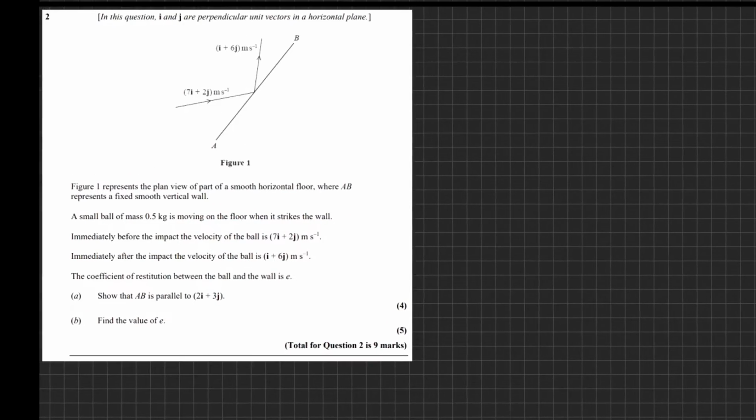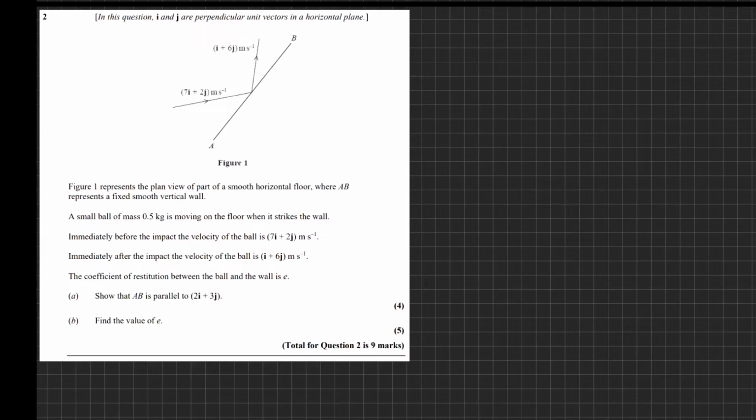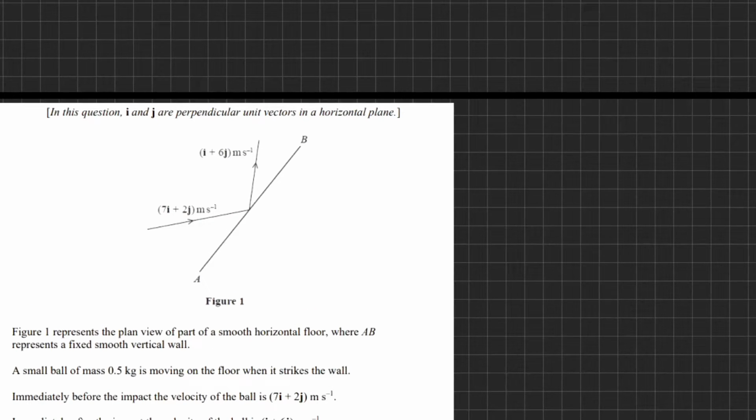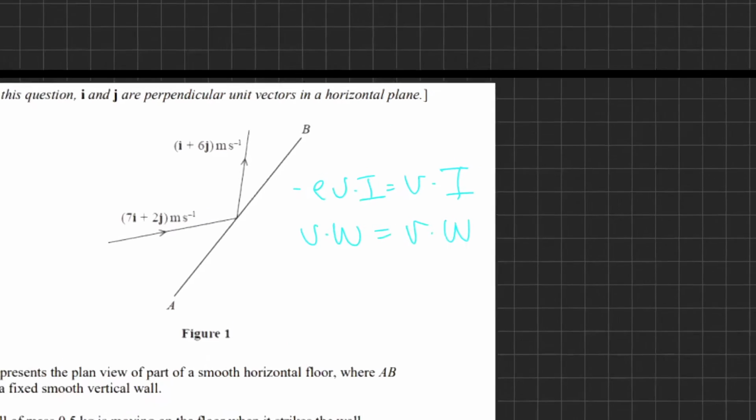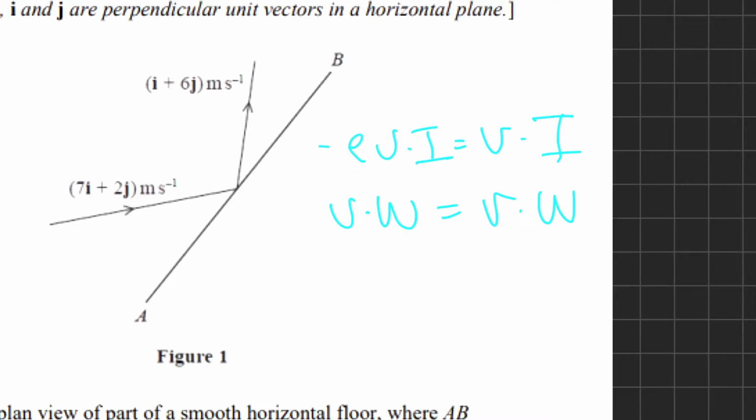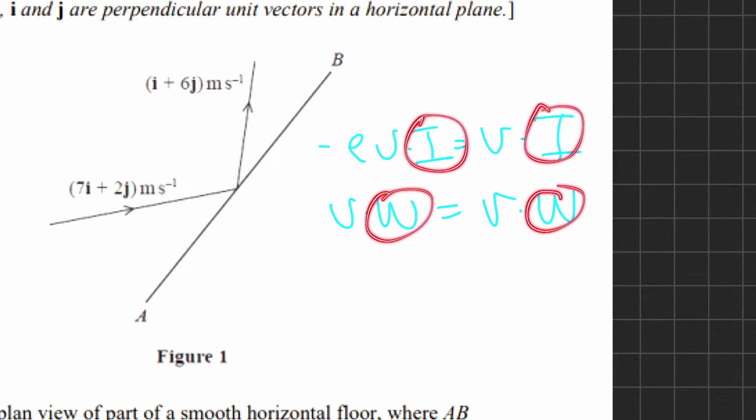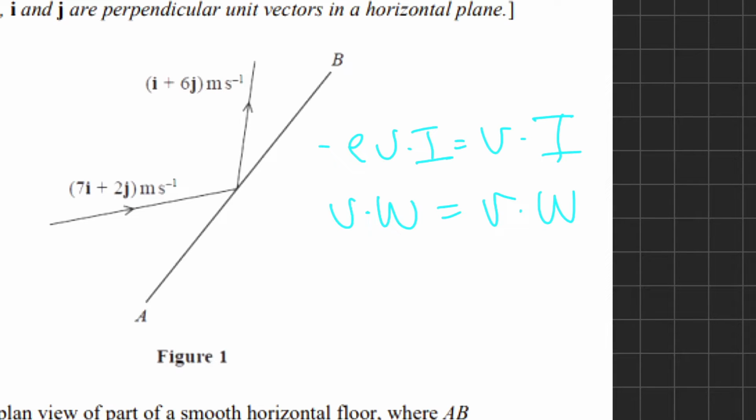So part B, we need to find the value of e, and this once again lies with the only equations we ever use when doing angled wall problems: minus eU dot I equals V dot I, and U dot W equals V dot W. These are the only two vector equations for angled walls you'll ever have to use. I is a vector parallel to the impulse, W is a vector parallel to the wall. So let's use these two equations to work out e. Maybe we'll only need to use one if we're lucky.